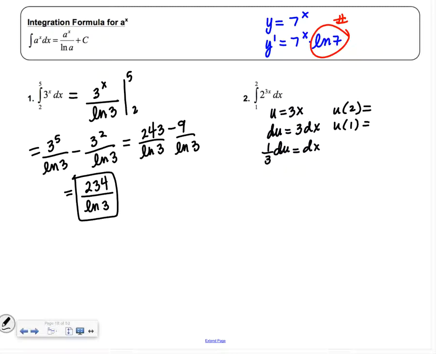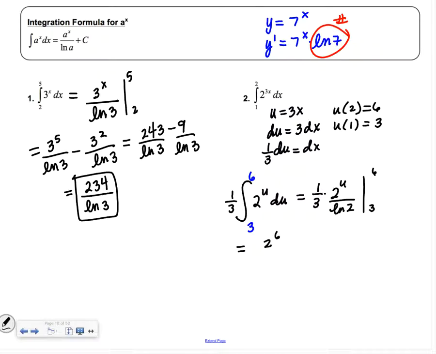So I'm going to change my x values to u values. So if I plug in 2, I get 6. If I plug in 1, I get 3. So my new problem is 2 raised to the u with a 1/3 and a du. And my u values, instead of being 1 and 2, like the x's were, they're now 3 and 6. And then I go for it. So I'm going to have a 1/3 times 2 to the u over natural log of 2, going from 3 to 6.